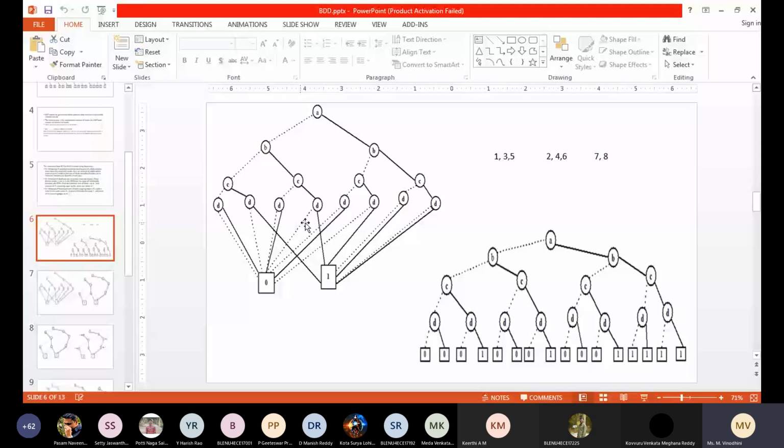So only one C from this B, 0 or 1, both will come to the C only. So I've removed the C. How about this C? Is it also similar to this one? First two? Let me see. When it is 0, it is going to pattern 1. When it is 1, it is going to pattern 2. Yeah, the C is also same. In that case, I can remove all these three and I can have only C here.